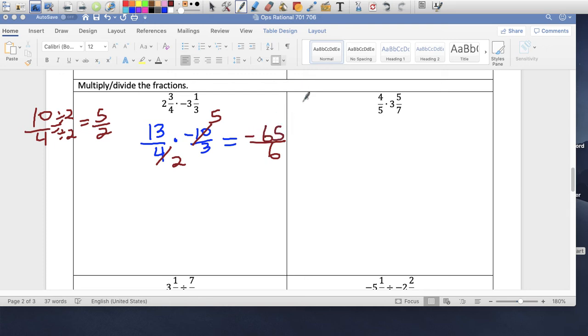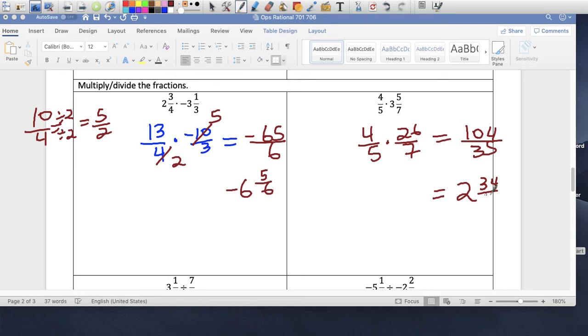Negative, by the way. And you can change that to a mixed number, which is going to be negative 6 and 5 over 6. Same thing here, 4/5 times, and we're going to change that mixed number to an improper fraction. 7 times 3 is 21, plus 5, 26 over 7. Can I simplify anything? No, I can't actually. So the bottom is 35, and the top is going to be 104. That's going to give us 2 and 34 over 35.